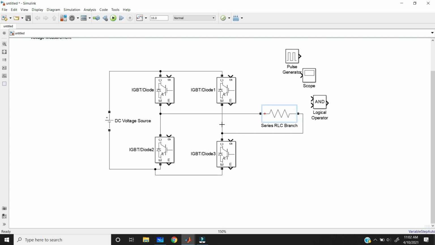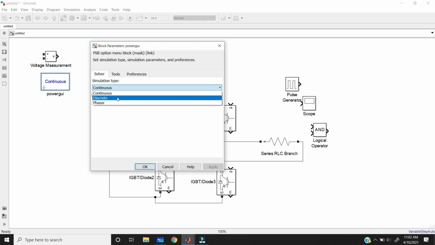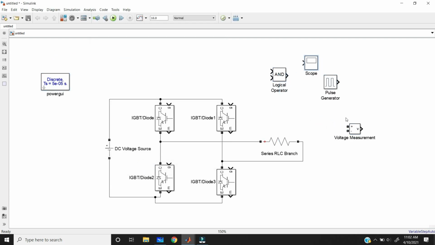This is the schematic diagram of our single phase full bridge inverter, right? So now take the power GUI in discrete format only. Okay, discrete. Why? Because our circuit is discrete. So to measure the output voltage, take the voltage measurement parallel to the load, like how we connect the voltmeter in our laboratory. Okay, we are connecting in parallel, right?